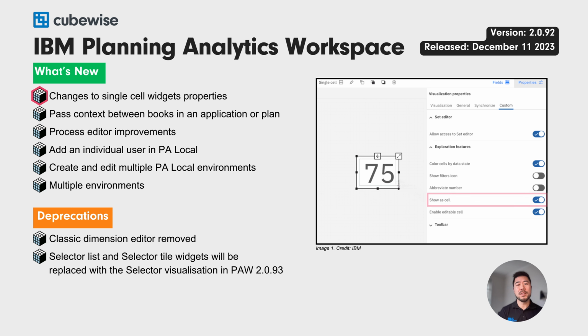There are two new properties for single cell widgets. Show as cell allows you to display an outline around the value, making highlighting it easier. Enable editable cell is a property that allows the modification of values in single cell widgets. Both of these properties will be on by default for new single cell widgets. Keep in mind when you do upgrade to this version of PAW, if an existing single cell widget is set to show a cell, then both of these properties will be enabled.